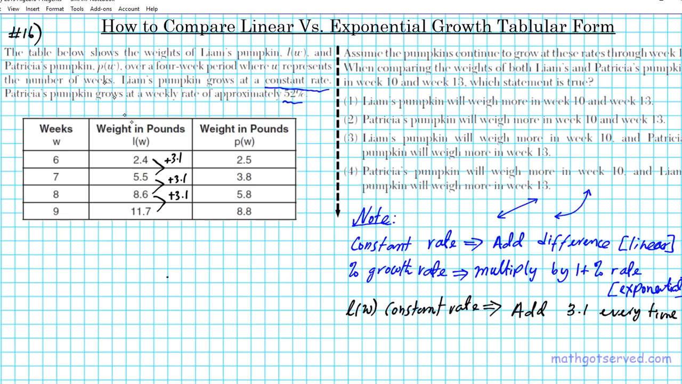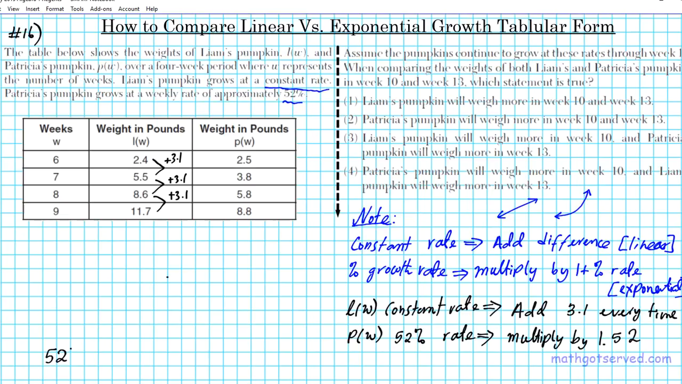Now for Patricia's scenario, we have a variable growth rate. The variable growth rate is 52%. Okay, the percentage growth rate is 52%. So what does that tell us? For Patricia's weight function, we have a 52% growth rate. So what does that mean? That means that we're going to multiply by what? Multiply by 1.52 every time. Now, how did that happen?